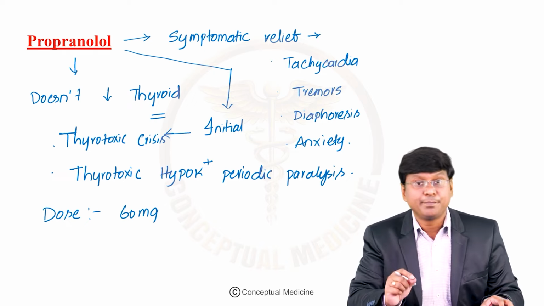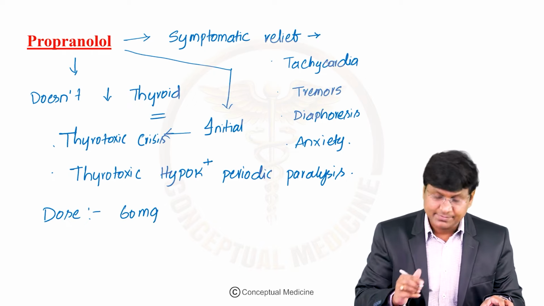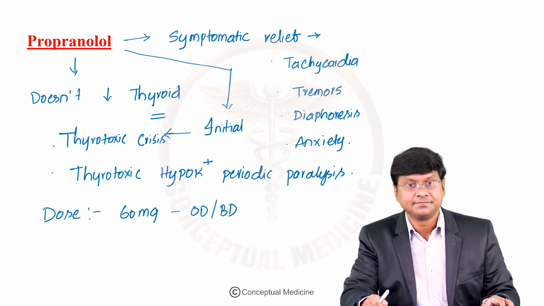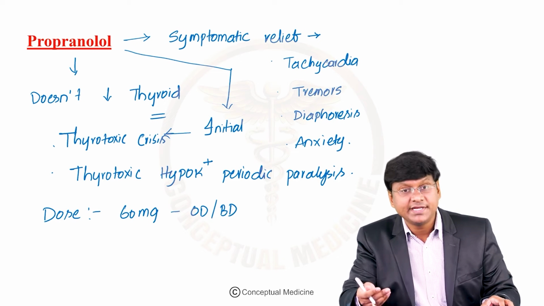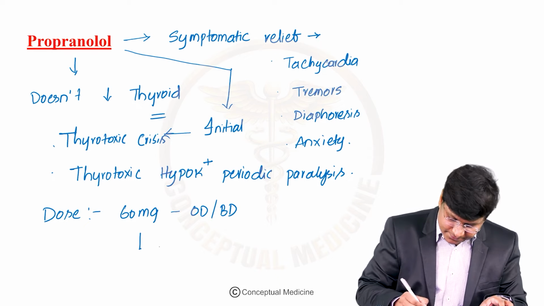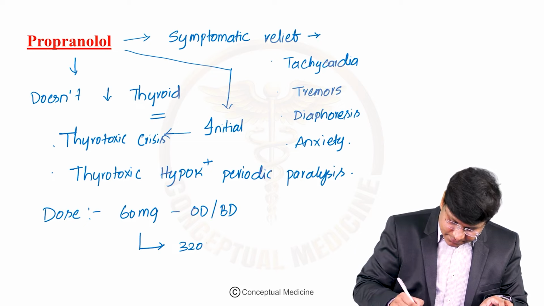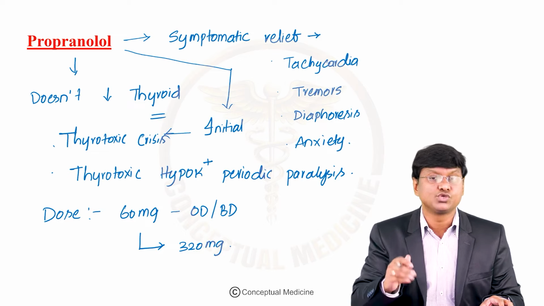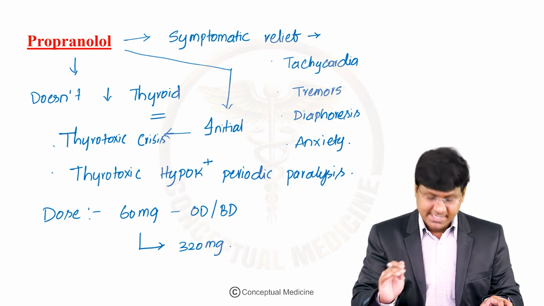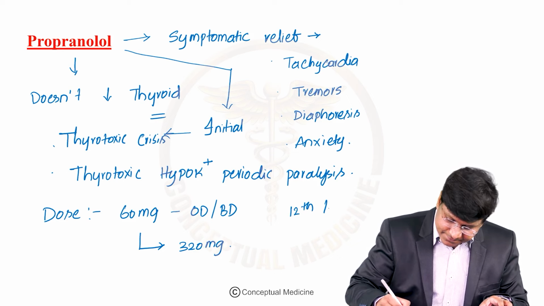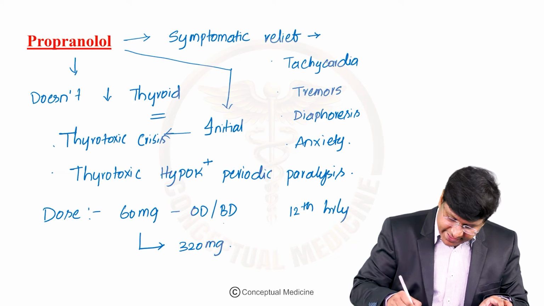you have to give propranolol ER 60 milligrams orally, and that has to be given once daily or twice daily, right? And you have to increase every 2 to 3 days to a maximum dose of 320 milligrams. You have to increase this to a maximum daily dose of up to 320 milligrams. And this propranolol should be given every 12 hourly. That is, BD is more preferred.